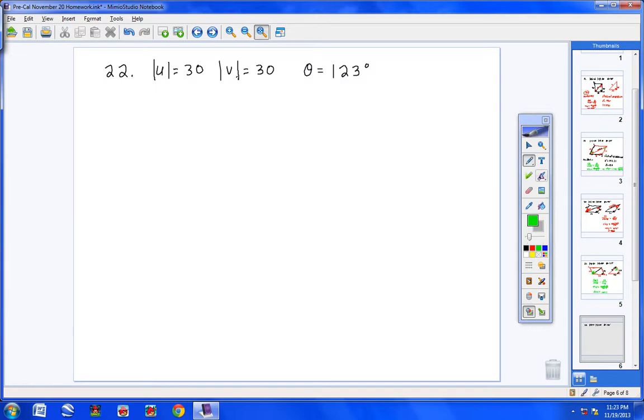We have a vector of length, magnitude of 30 and magnitude of 30, so it looks like this, and it looks like this, and we're going to call this u, and we're going to call this vector v. One has a length of 30, one has a length of 30, and this angle here is 123 degrees. Now let's go ahead and draw the rest of our parallelogram.